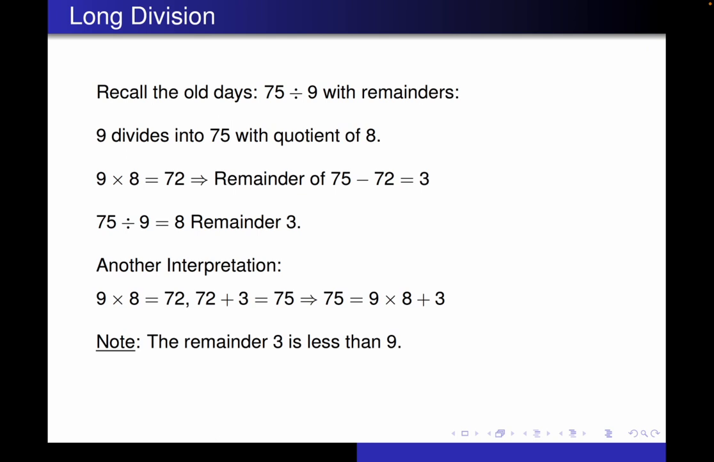One thing to note about our remainder is that the remainder 3 is less than 9, the number we're dividing by. And in fact, no matter what number we divided by 9, in this case it was 75, but it could be any number, we always get a remainder that is at most 8.